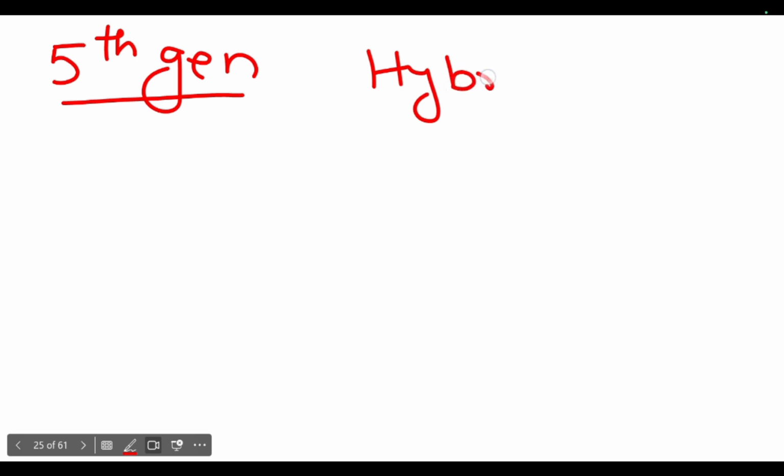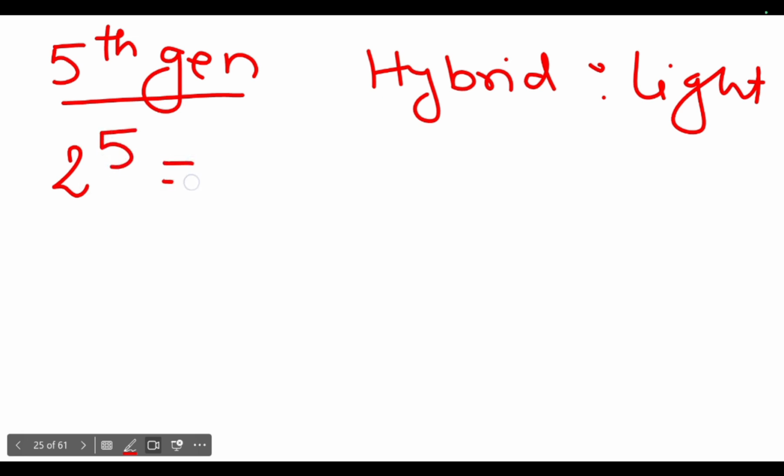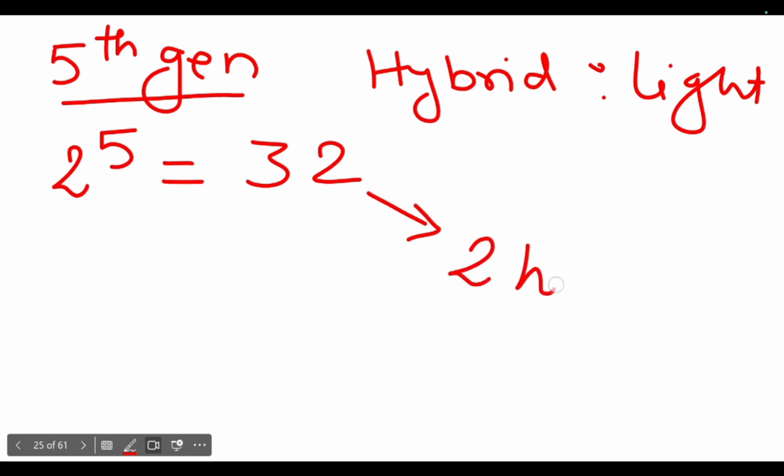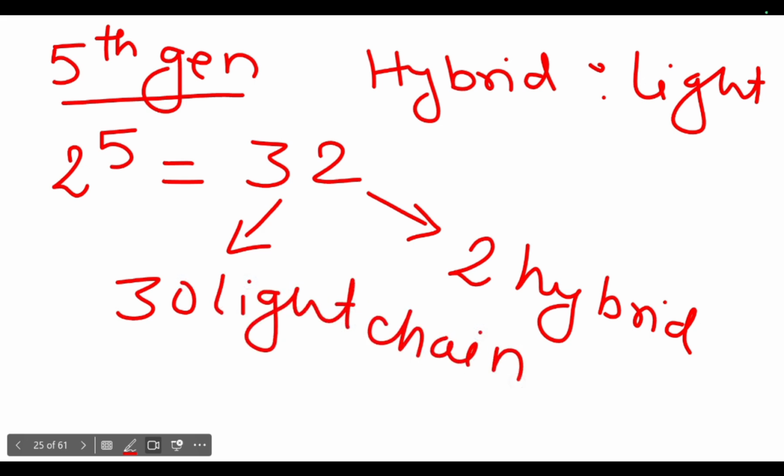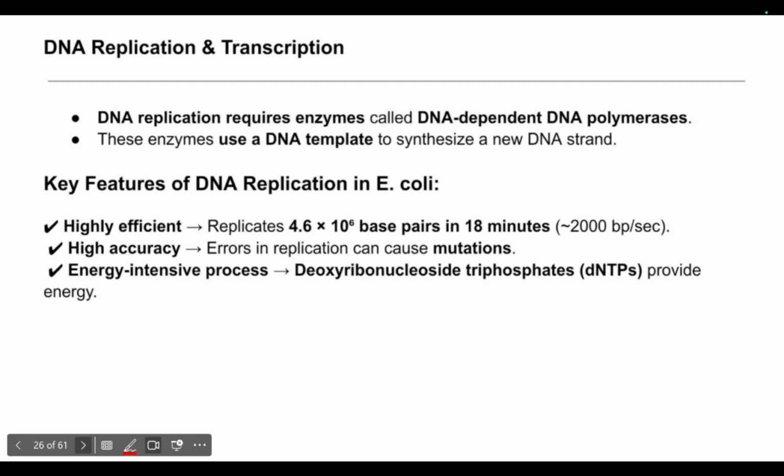After the fifth generation, tell me the ratio of hybrid DNA to light DNA. After the fifth generation, 2 to the power 5 is 32 DNA. Out of that, how many will be hybrid? In every generation there are only 2 hybrid, and 30 will be light chain. So hybrid is 2, light chain is 30, and the ratio will be 1:15.